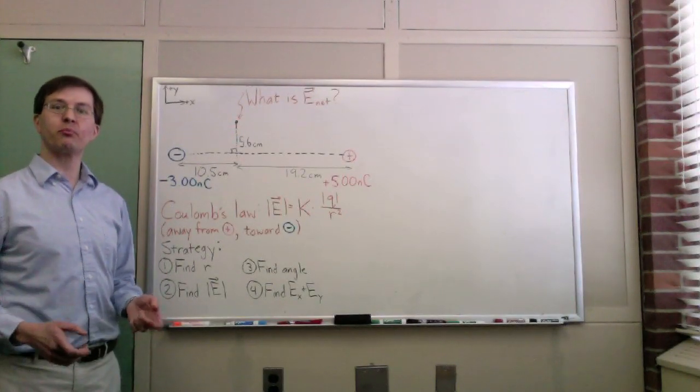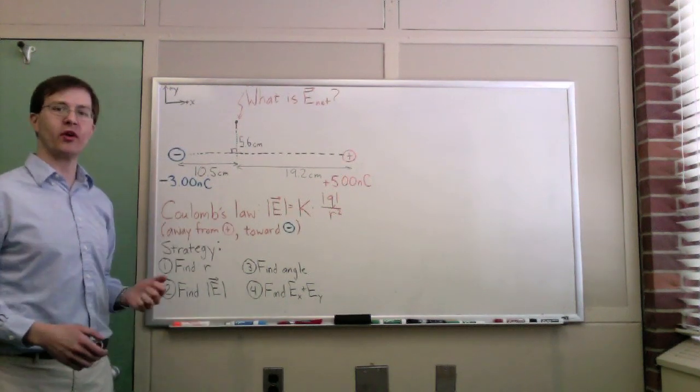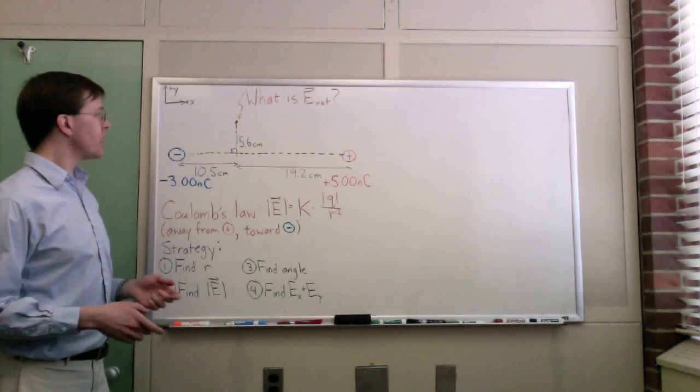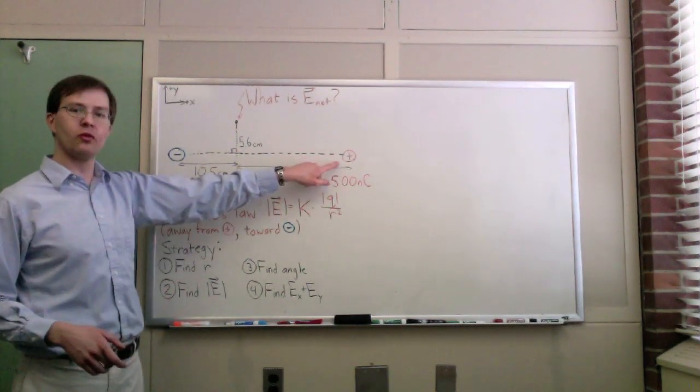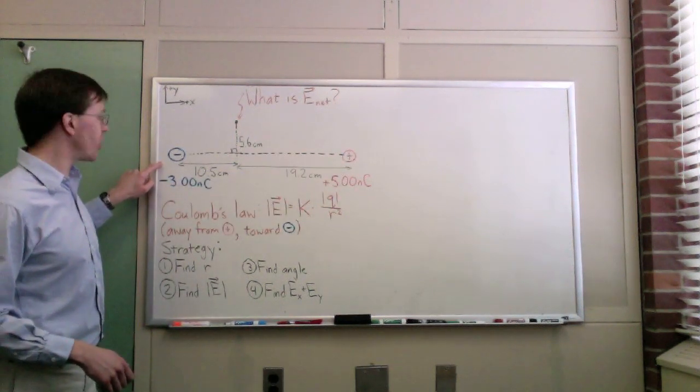Let's do a quick problem practicing finding the net electric field at some point due to a couple of point charges. We've done things like this in class before, but maybe it's good to have some practice. In particular, in this case, I have a positive 5 nanocoulomb point charge over here and a negative 3 nanocoulomb point charge on this side.